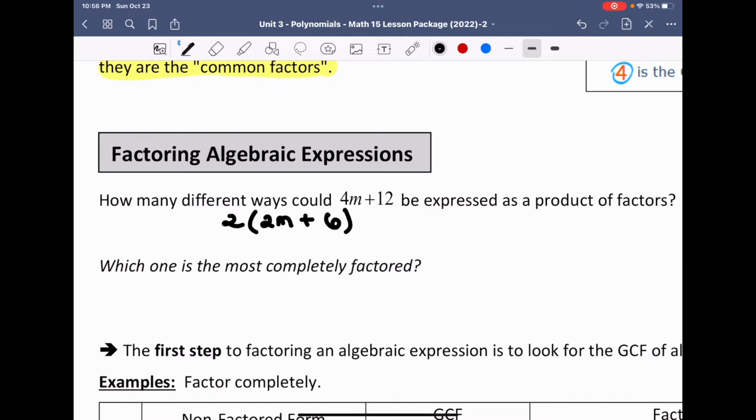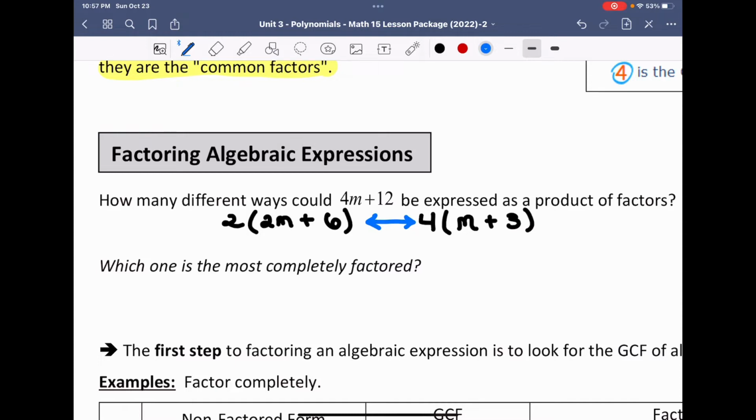Now, I could also express it as, what if I took out 4? So I put a 4 out front. Well, that would leave me with 4m divided by 4, which is just 1m, and then 12 divided by 4 is positive 3. So here's two different ways I can write it. I can write it with a 4 being the common factor, or a 2 being the common factor, because we know 2 and 4 are both things that divide evenly in this case to both of those numbers. And so here's a couple different ways we could represent this as a product of factors.